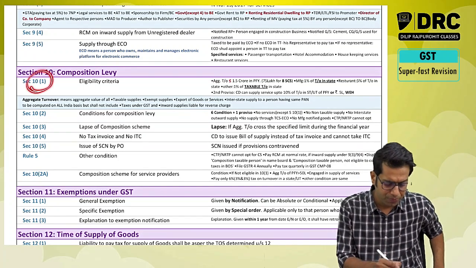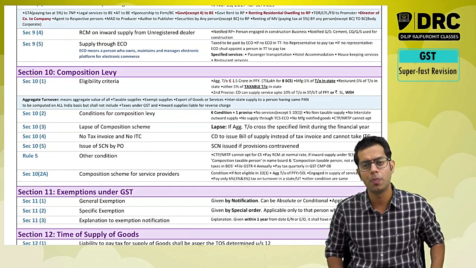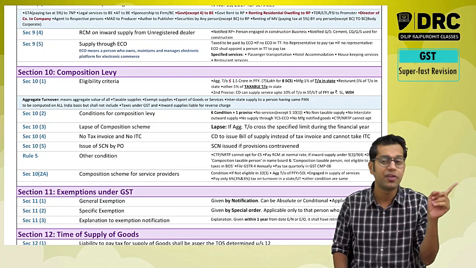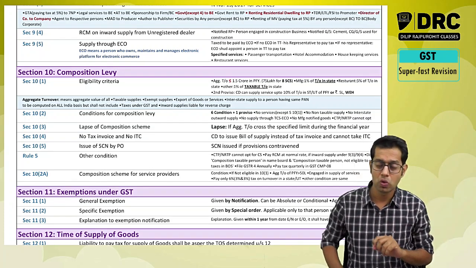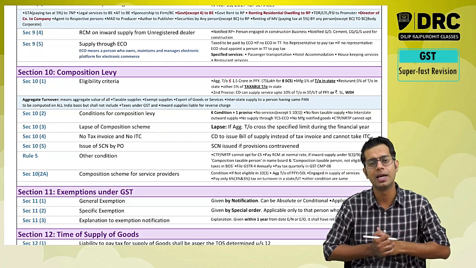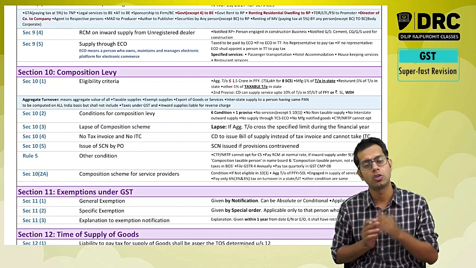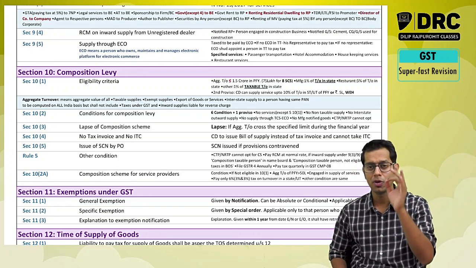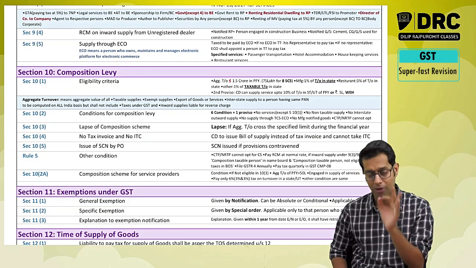Section 10 subsection 1 says eligibility. Who is eligible to become a composition dealer, sir? Every registered person whose aggregate turnover in the preceding financial year did not exceed 1.5 crores is eligible to become a composition dealer. He can pay the tax at composite rates instead of paying the tax at normal rates. The limit is what, sir? The limit of aggregate turnover is 1.5 crores in normal cases.